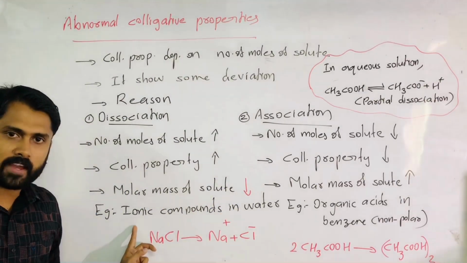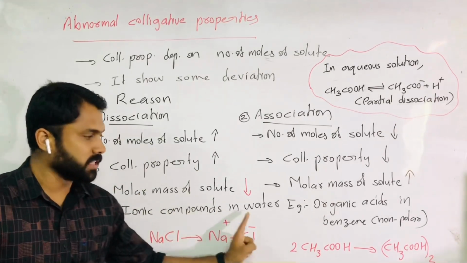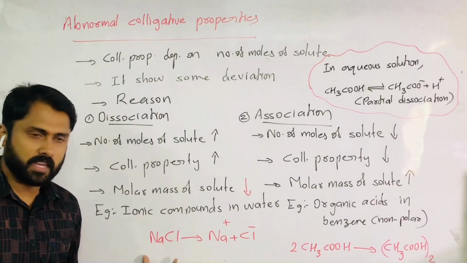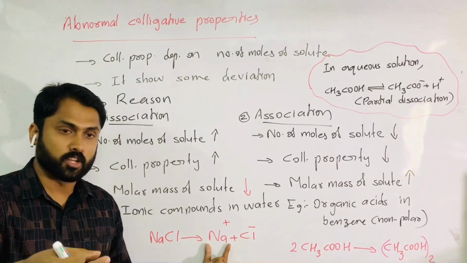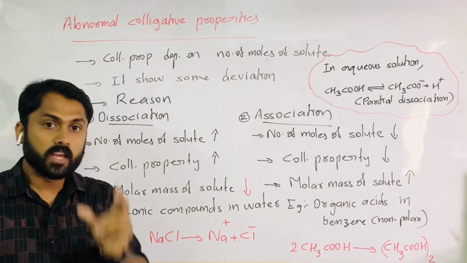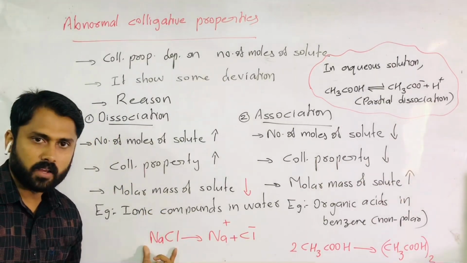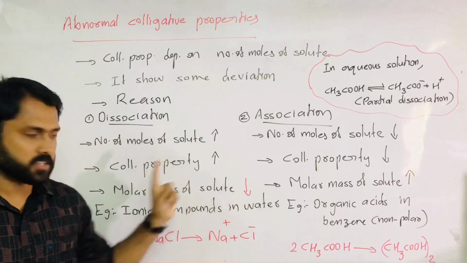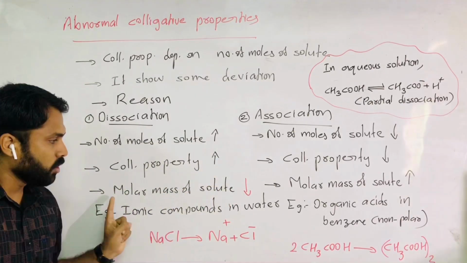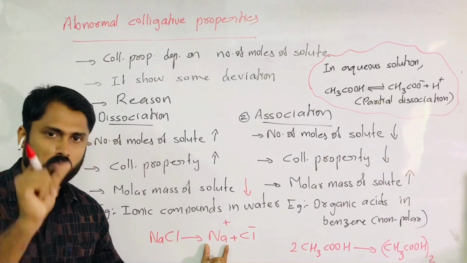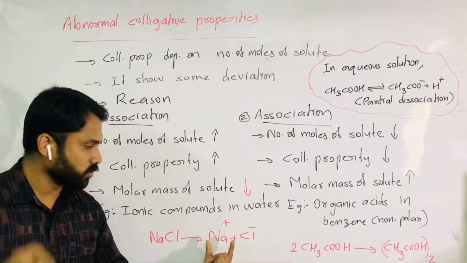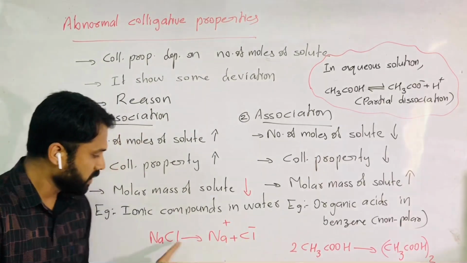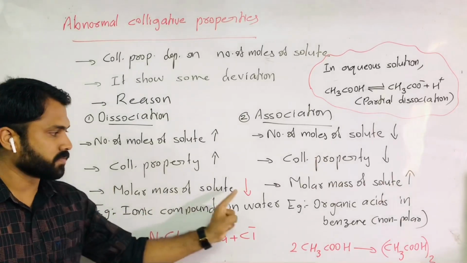It is possible in the case where an ionic compound is dissolved in water. A general example: if NaCl is dissolved in water, it will dissociate to Na+ and Cl-. So one particle is now transformed to two particles. That means the number of moles increases, the colligative property increases, and the molar mass decreases, because Na+ is one particle whose mass is less than NaCl, and Cl- is another particle whose mass is also less than NaCl. So the molar mass of solute decreases.